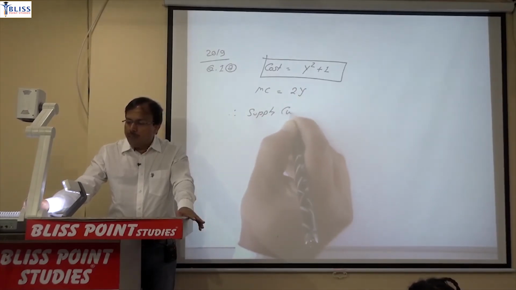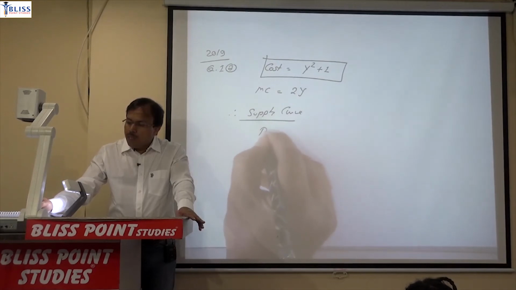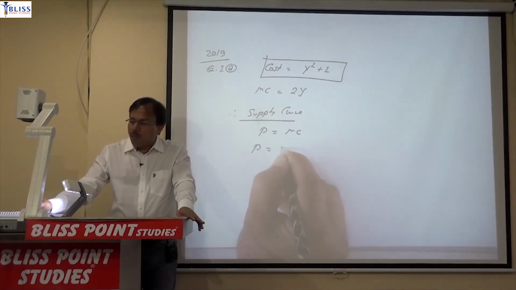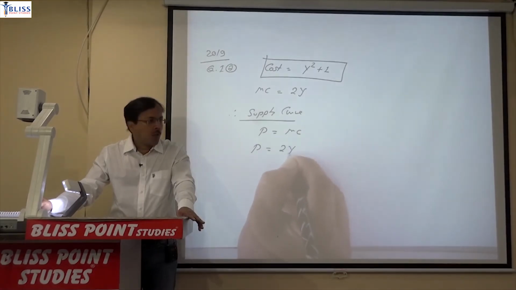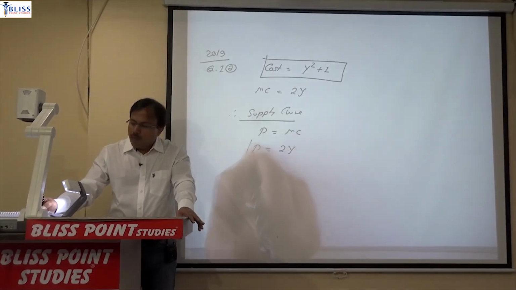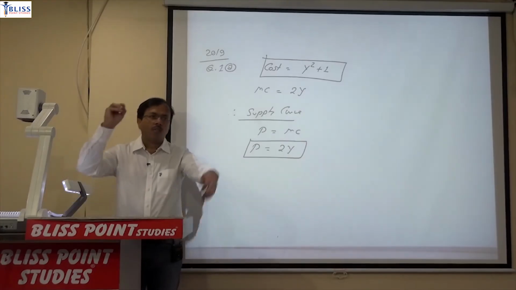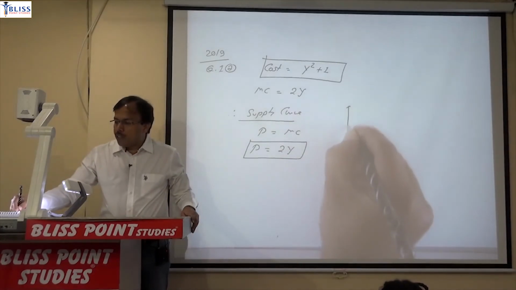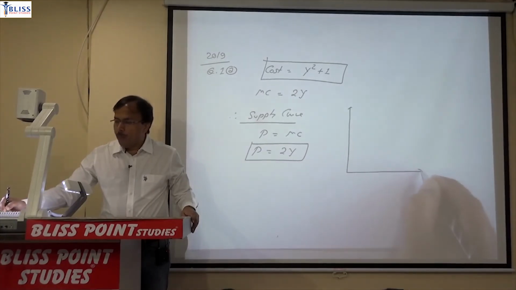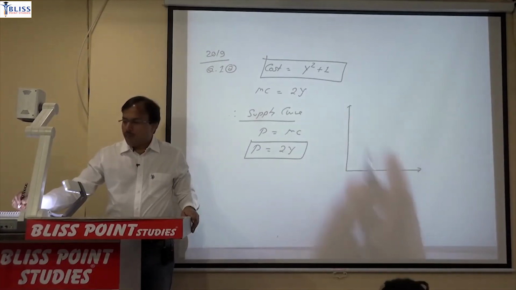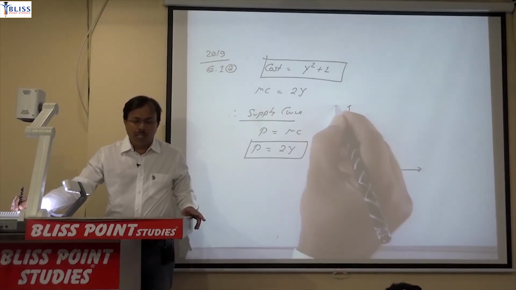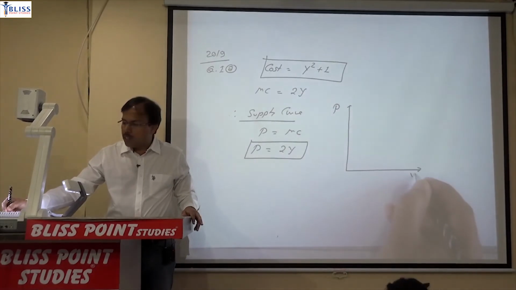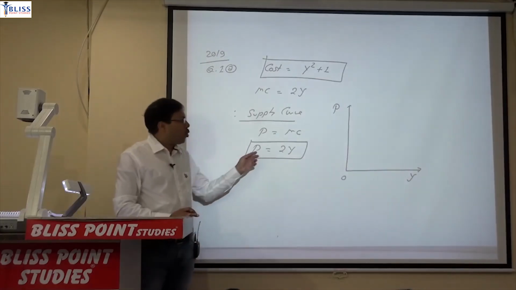व्हाट इज सप्लाई कर्व? P इक्वल टू MC. तो P इक्वल टू MC और MC की जगह क्या लिख देंगे? 2y लिख देंगे. ठीक है, और इफ यू प्लॉट इट, हाउ टू प्लॉट इट? When you draw either demand or supply, you take price on this axis, quantity on this axis. Quantity is your y. P equal to 2y को प्लॉट करना है.